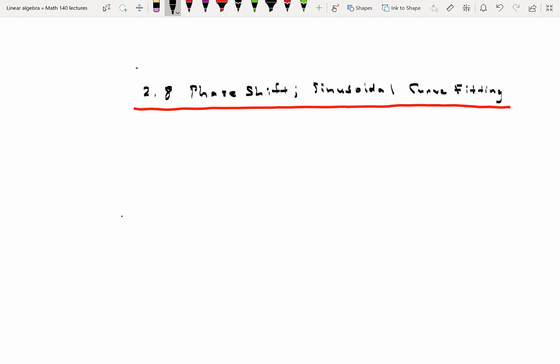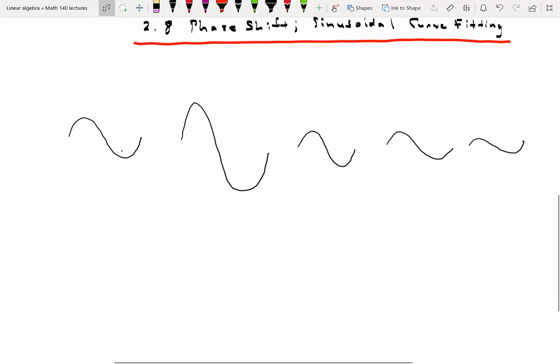In the last section we looked at transformations of the basic sine and cosine graph by increasing or decreasing the amplitude, or increasing and decreasing the size of the period. We changed the graphs from the basic graph of the sine to a graph with a larger amplitude or a smaller amplitude, or we changed the period. We made the period smaller.